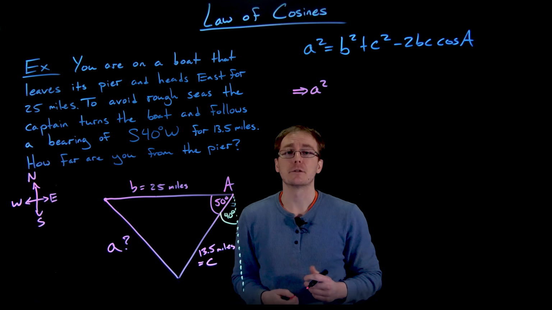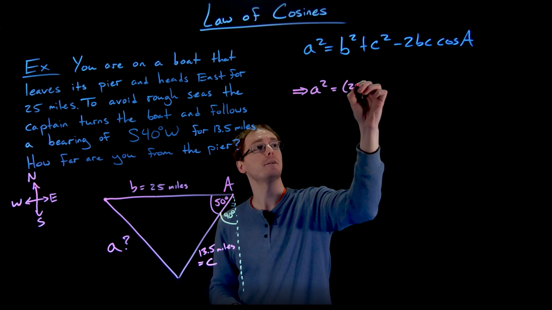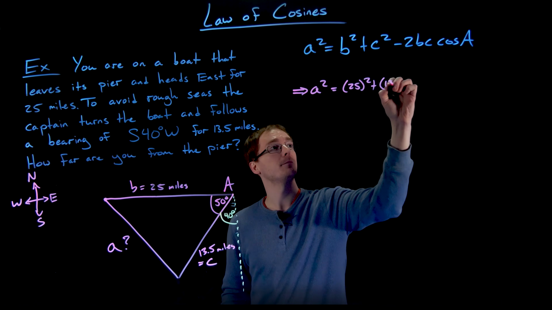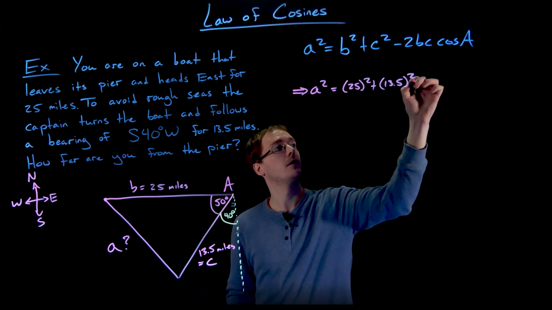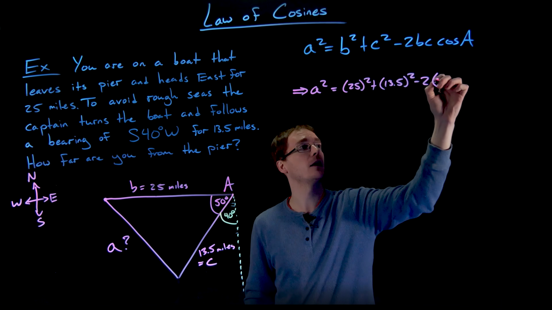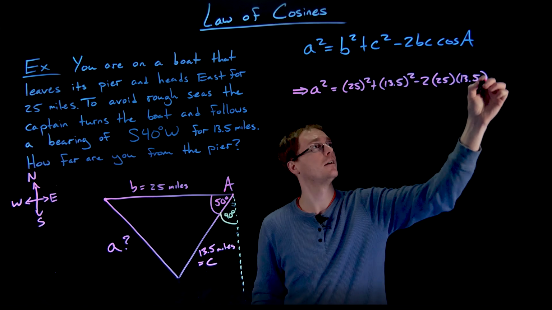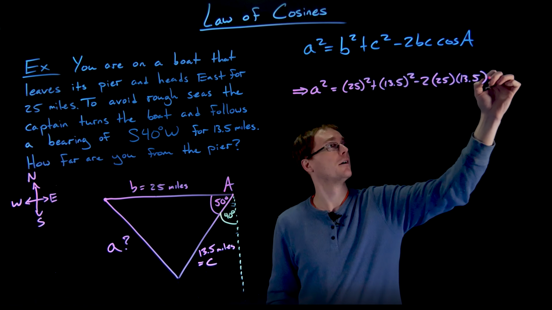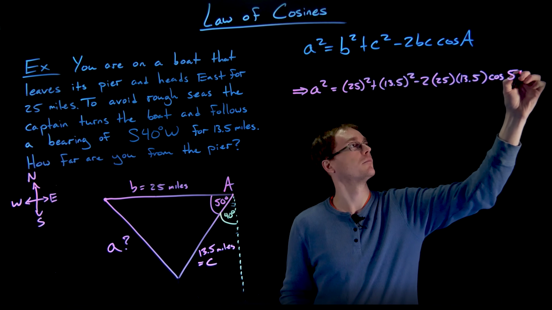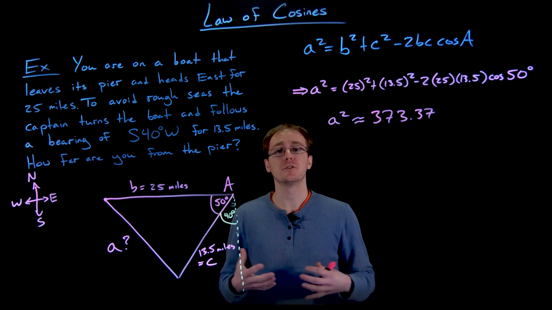All right, let's plug in everything that we know about our situation. b squared is going to be 25 squared. c squared is going to be 13.5 squared. We have to subtract away from that 2 times the product of those two side lengths, so 2 times 25 times 13.5. Then we multiply that by cosine of our angle, which is 50 degrees. We can evaluate the right-hand side of that equation using a calculator.